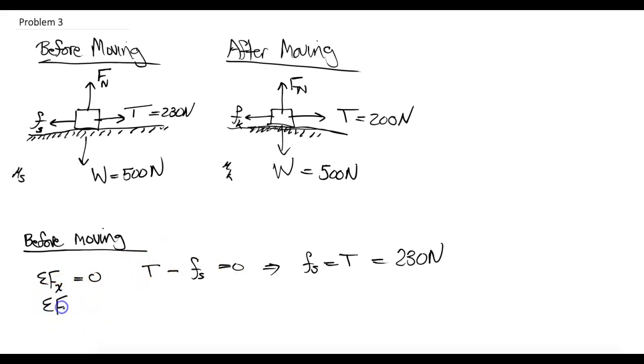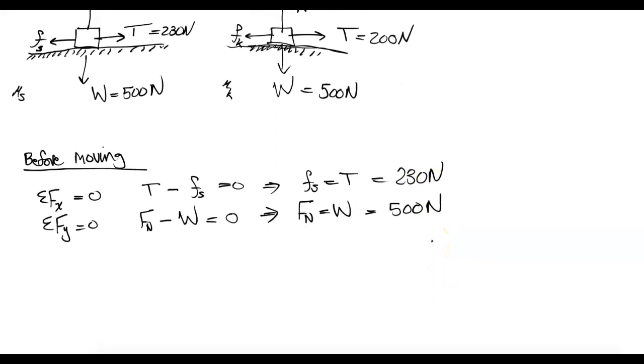If we do the sum of the forces in the y equals 0, we have the normal force, which is the force that prevents the crate from falling into the pavement or the road, minus the weight, and that equals 0. So this tells us that the normal force is equal to the weight, and we're told that the weight is 500 newtons. So we found, by applying these force summations, the two other missing forces on the crate.